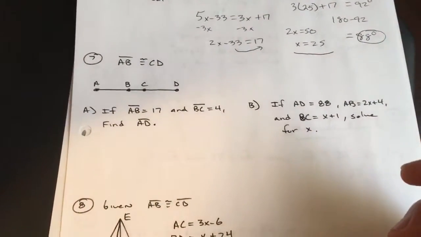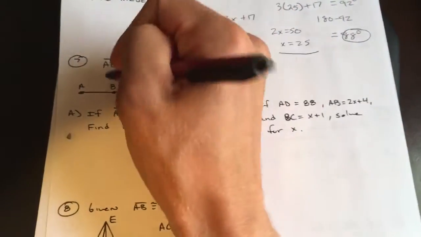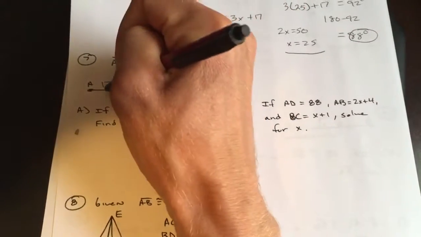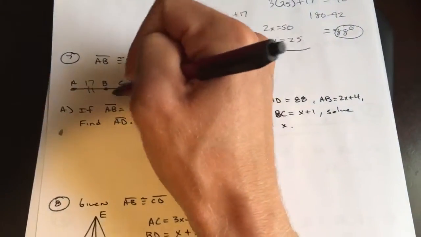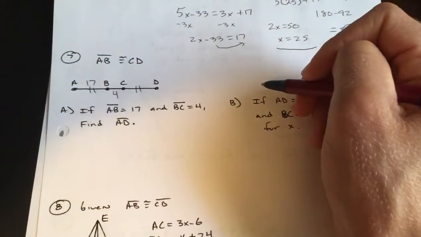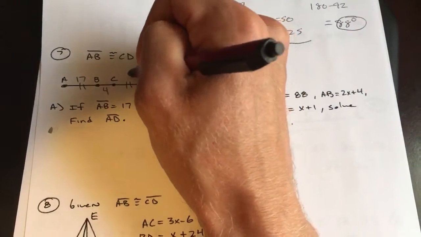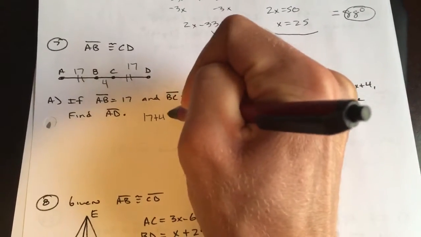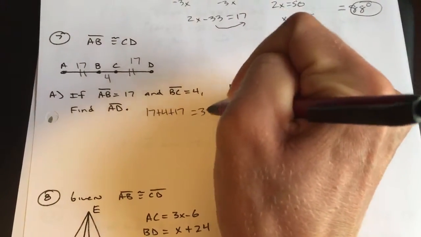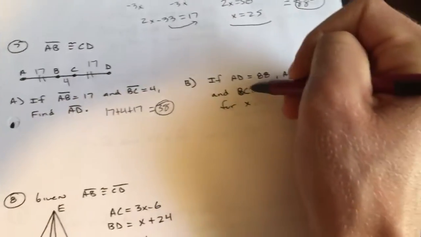Guys, on 7, if AB is 17 and AB is equal to CD, and BC is 4. Find AD. Well, CD is also 17, so AD is the whole thing. 17 plus 4 plus 17 is 38. I expect an easy one like that.